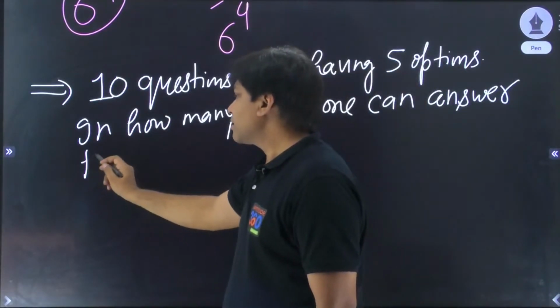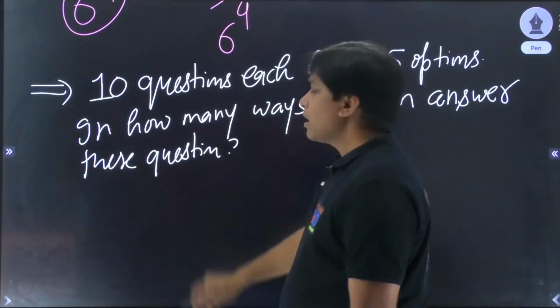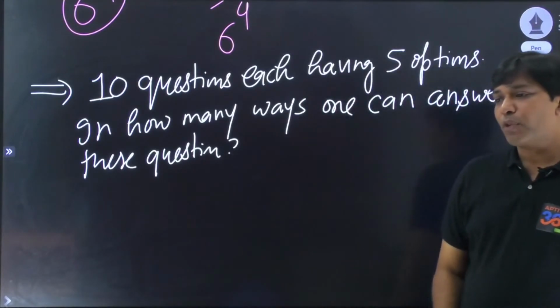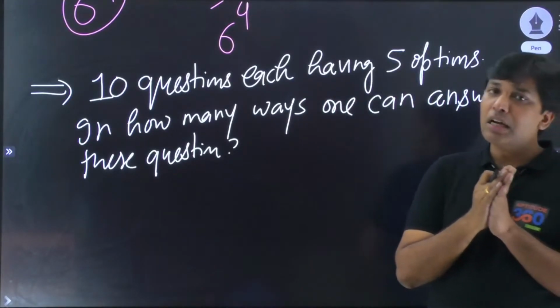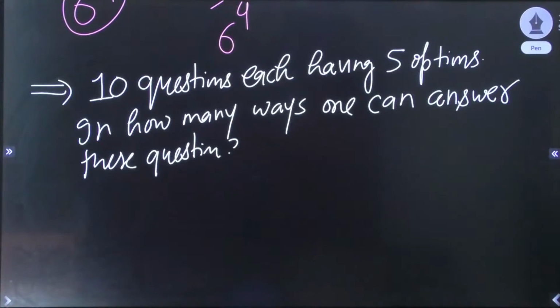What do you think is the answer? Let me know what is the answer. What is the answer, people? What did I say? I have got 10 questions, each having how many options? Each having 5 options. Say you have been given an OMR sheet, isn't it? That's how you try to darken your bubble. You have been given an OMR sheet and I am asking you to find out in how many ways I can answer these problems.